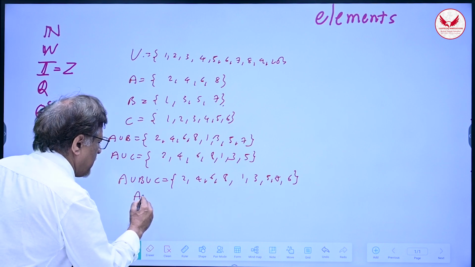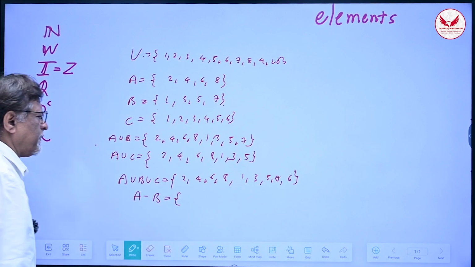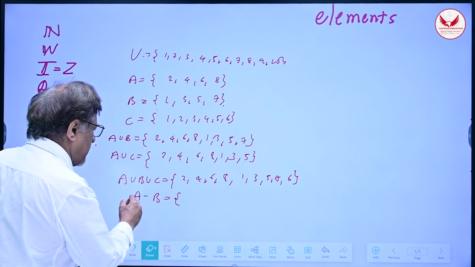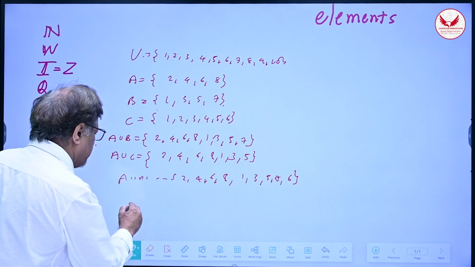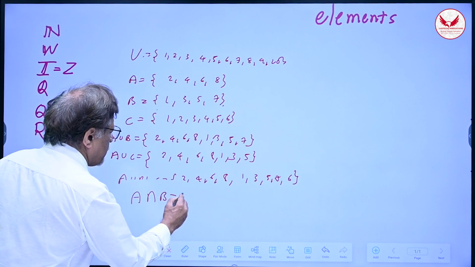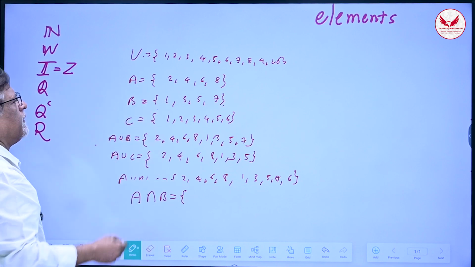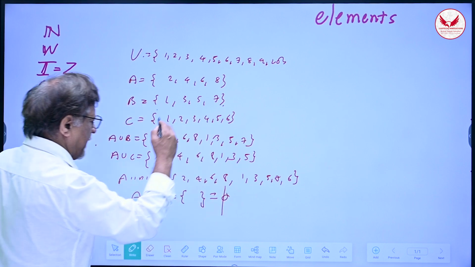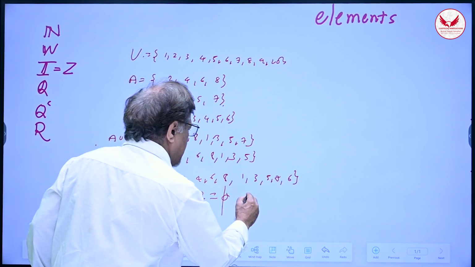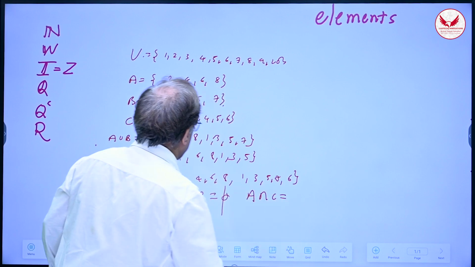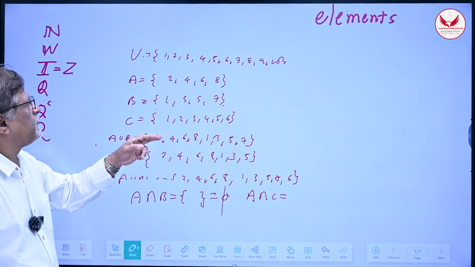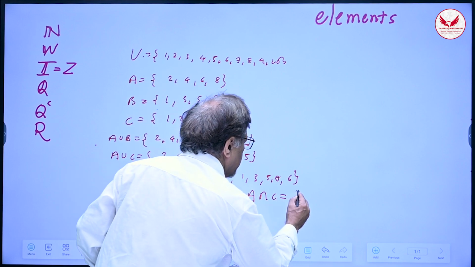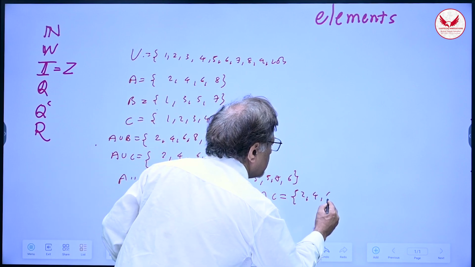What will be A minus B? Before that we'll see, what is A intersection B? What is A intersection B? Set of common elements which are in A and B. So there is nothing common. So therefore, this is an empty set, or you may denote it by phi. So empty set. Whereas, what is A intersection C? What is common between A and C? So 2 is common, 4 is common, 6 is common. So therefore, it is 2, 4, 6.